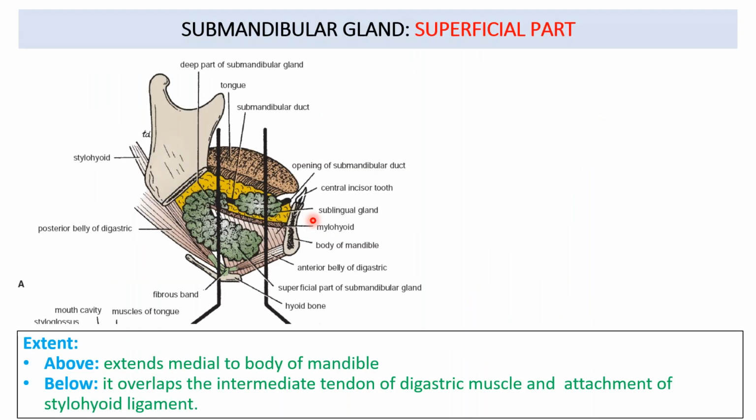Now we talk about each individual part of the submandibular gland. We'll first start with the superficial part. What is the extent of the superficial part? It extends medial to the body of the mandible, and below it almost overlaps the intermediate tendon of the digastric muscle and the attachment of the stylohyoid ligament, which extends from the styloid process to the hyoid bone. And inner to this mylohyoid muscle is the deeper part of the submandibular gland.